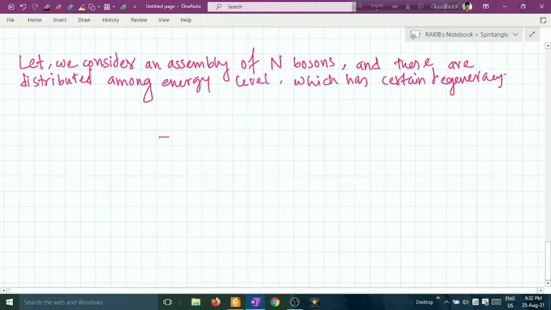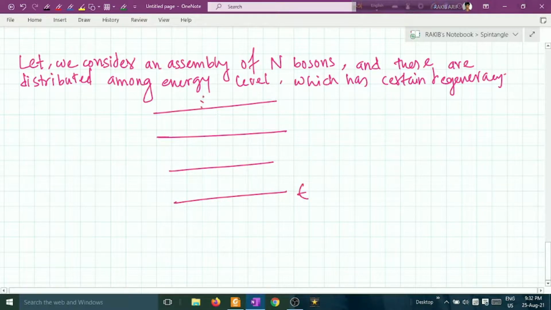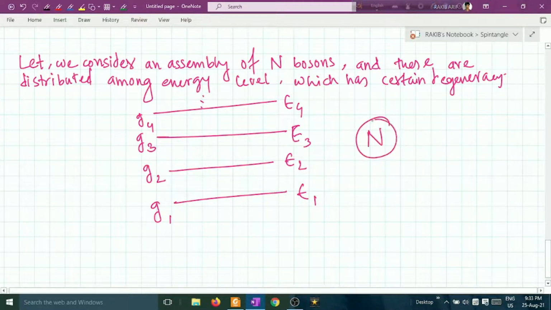Okay, so let's say you have some energy levels. This one is the E1 energy level, this one is the E2 energy level, this one is the E3 energy level, and this is the E4 energy level, and these energy levels have degeneracy G1, G2, G3, G4. Among n particles, I am taking n1 particles and distributing them on level E1, n2 particles on the E2 level, n3 particles on the E3 level, and n4 particles on the E4 level.